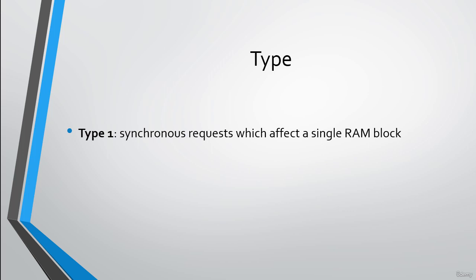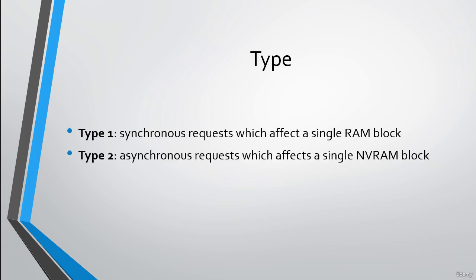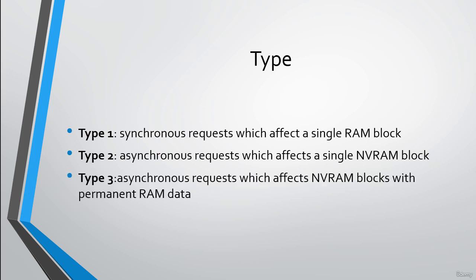In the case of type 2, it's asynchronous requests which affect a single NVRAM block. The NVRAM block along with the asynchronous request come under the category of type 2. In type 3, it's asynchronous requests which affect NVRAM blocks with permanent data. Another requirement here is that we need permanent RAM data and the request should be asynchronous.